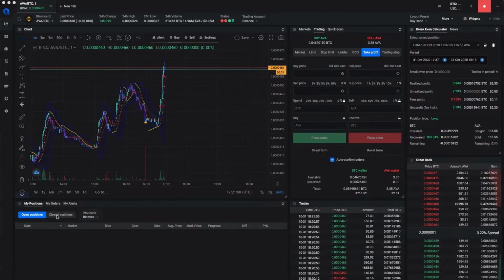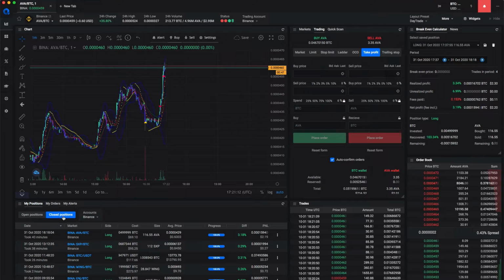To see how long you've been in the trade, you can just go over to the My Positions widget and then click on the closed positions. As you can see, this trade took about 40 minutes. And that's it. That's how you can use take profit orders and a trailing stop to maximize your profits. Now we understand that not every trade actually goes like this, but we hope that these order types will help you to make your trading easier.